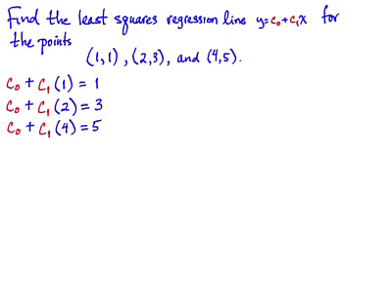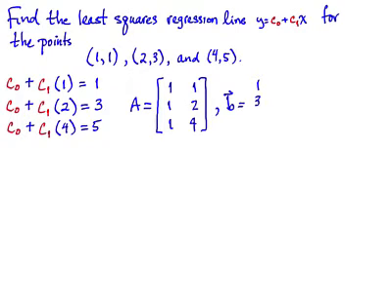And so this is a system. It's a 3 by 2. And so the coefficient matrix A is [1, 1; 1, 2; 1, 4]. And the B matrix is [1; 3; 5]. And the unknown vector x is just [c0; c1]. Okay, so we're looking for c0 and c1. We know there's no solution because we know there's no line that contains all 3 points.